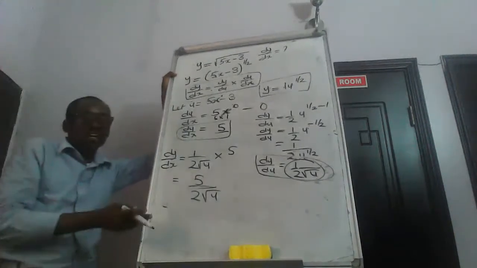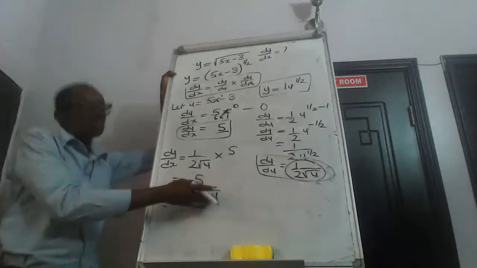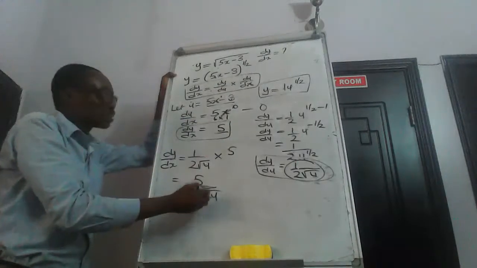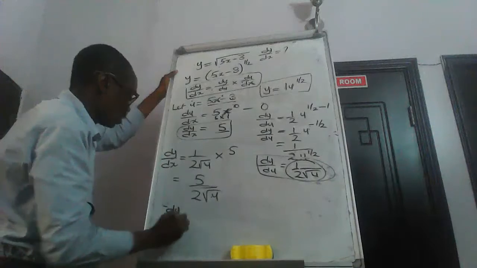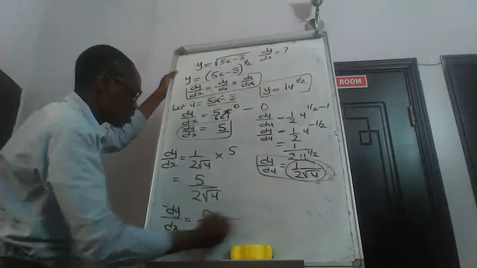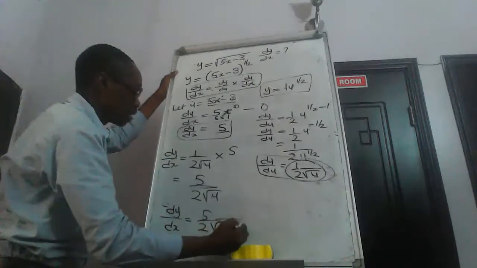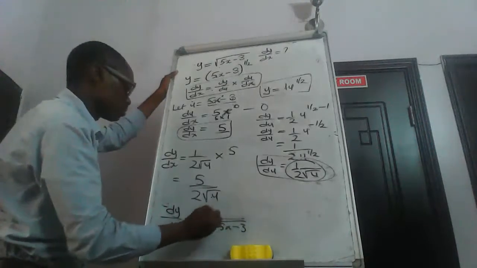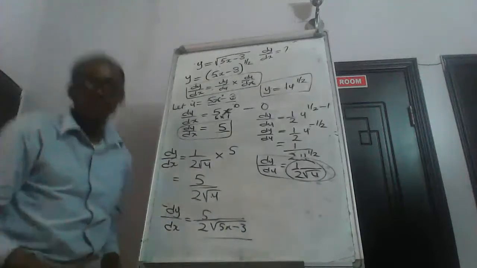Now, like I said, you can't leave your answer with u. What was u? u was equal to 5x minus 3. So you're going to replace u with 5x minus 3. So your dy dx is equal to 5 over 2 into the square root of, what is u? 5x minus 3. This is your final answer.